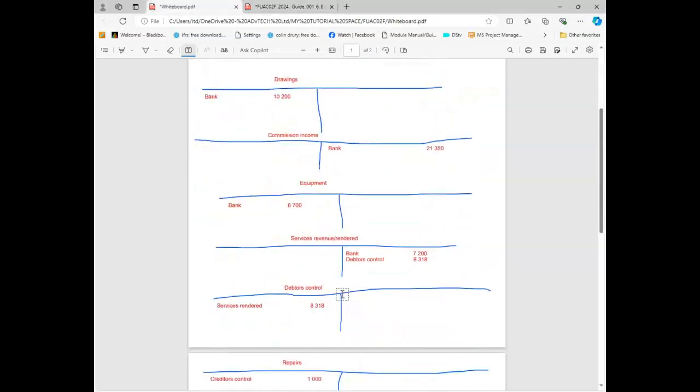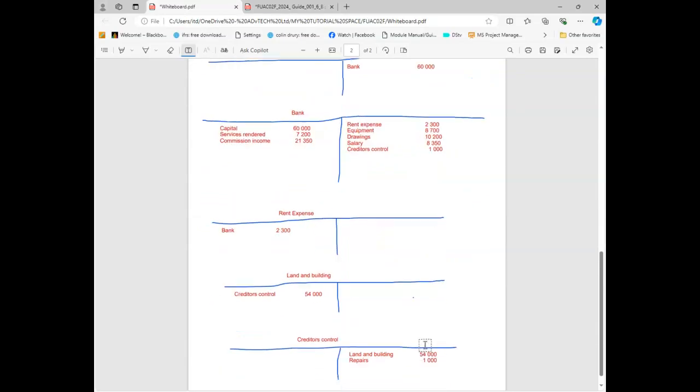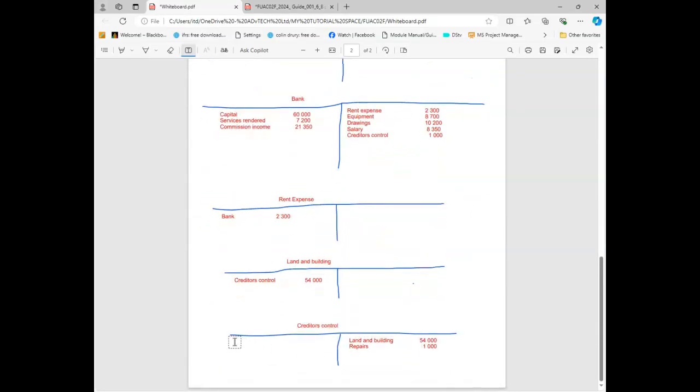We've got bank. Let's start with the bank so that you can have an idea. Credit bank, okay, sir. Yes, say creditors control. How much did you pay them? 1,000 rand. Yes. And obviously go to the creditors on the opposite side, and we say bank. Yes, sir. 1,000. Perfect.